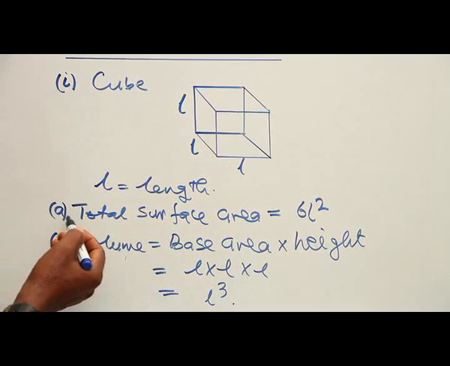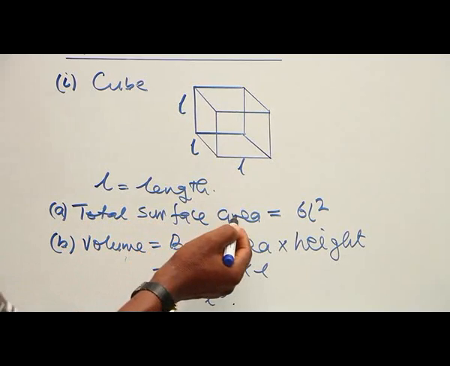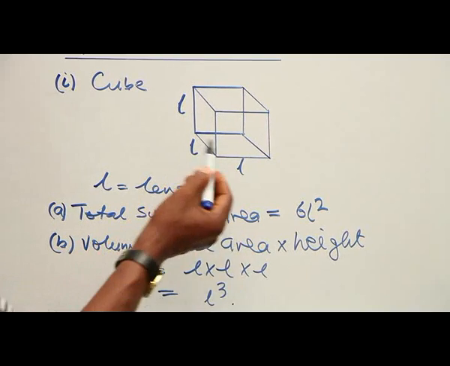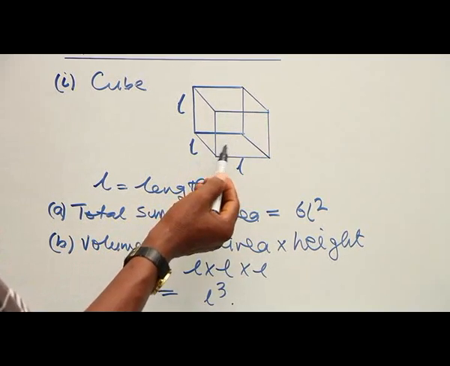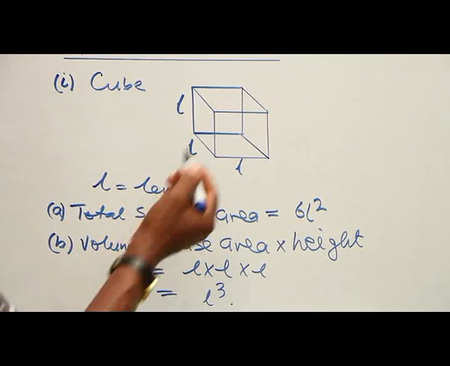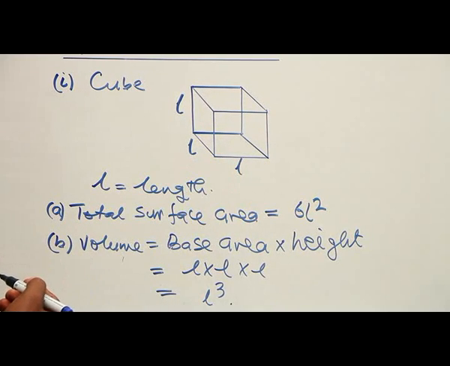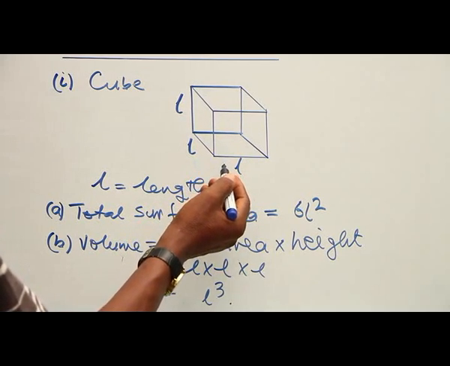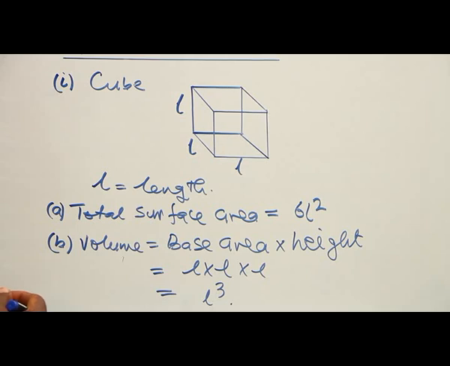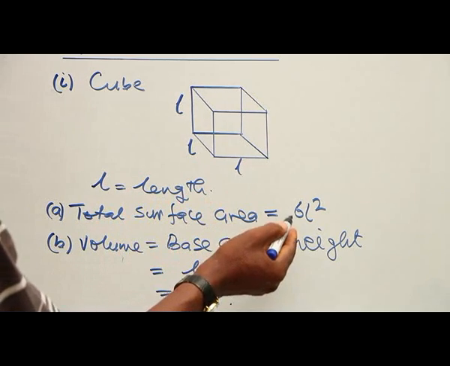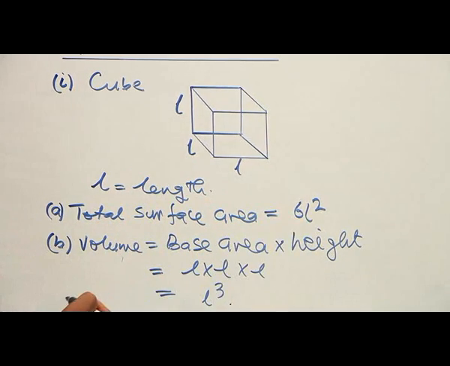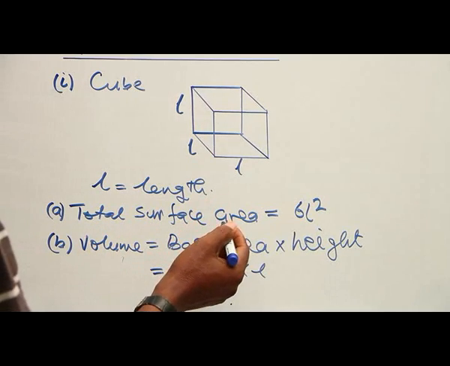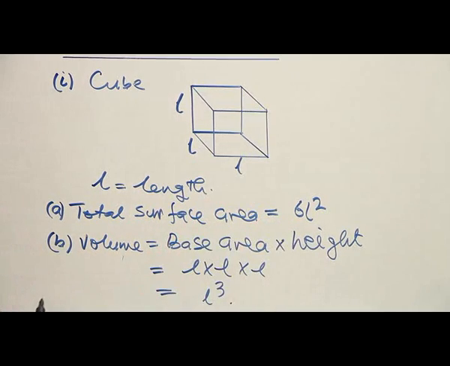Let's look at A, the total surface area. You know, the cube has 6 faces of equal dimension. And the area of a face is length times length, which is L squared. The 6 faces become 6L squared. That will give you the total surface area of the cube.